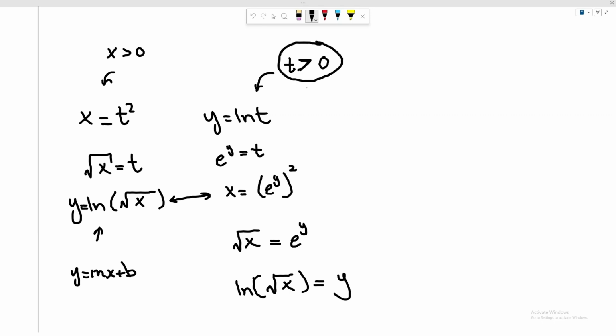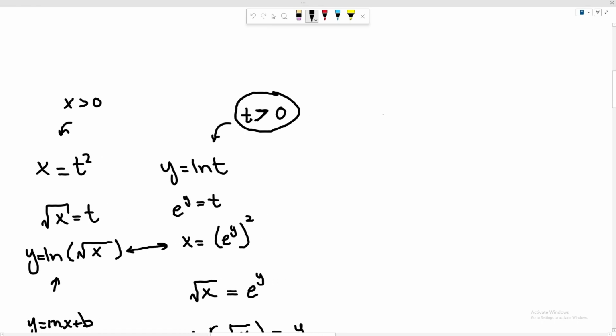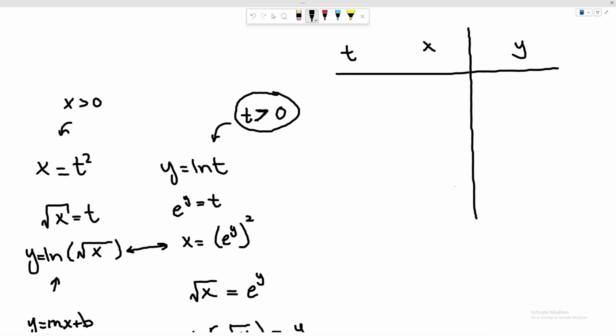This is probably the most important part, because when we go here and want to graph it, we'll make a table with t, x, and y, and we'll choose coordinates. Since our t can't be 0, we have to start somewhere that's not 0. You can choose 0.5, but I'm going to use whole numbers: 1, 2, 3, and 4. Then for x, you sub it in, that would be 1. 2 squared is 4. 3 squared is 9. 4 squared is 16.